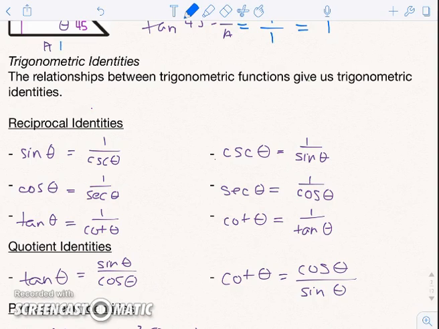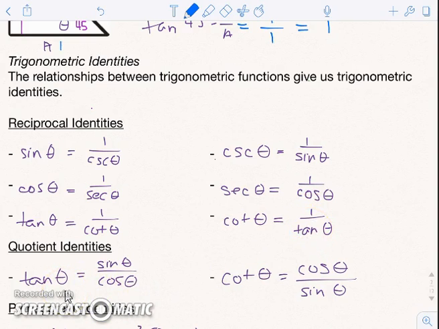So your reciprocal identities, like I said, sine is the reciprocal of cosecant. Cosine is the reciprocal of secant. Tangent is the reciprocal of cotangent. So how do you find a reciprocal? Flip it over. Just put it over 1. So sine is equal to 1 over cosecant. Cosine is equal to 1 over secant. Tangent is equal to 1 over cotangent. Cosecant is equal to 1 over sine. Secant is equal to 1 over cosine. And cotangent is equal to 1 over tangent.